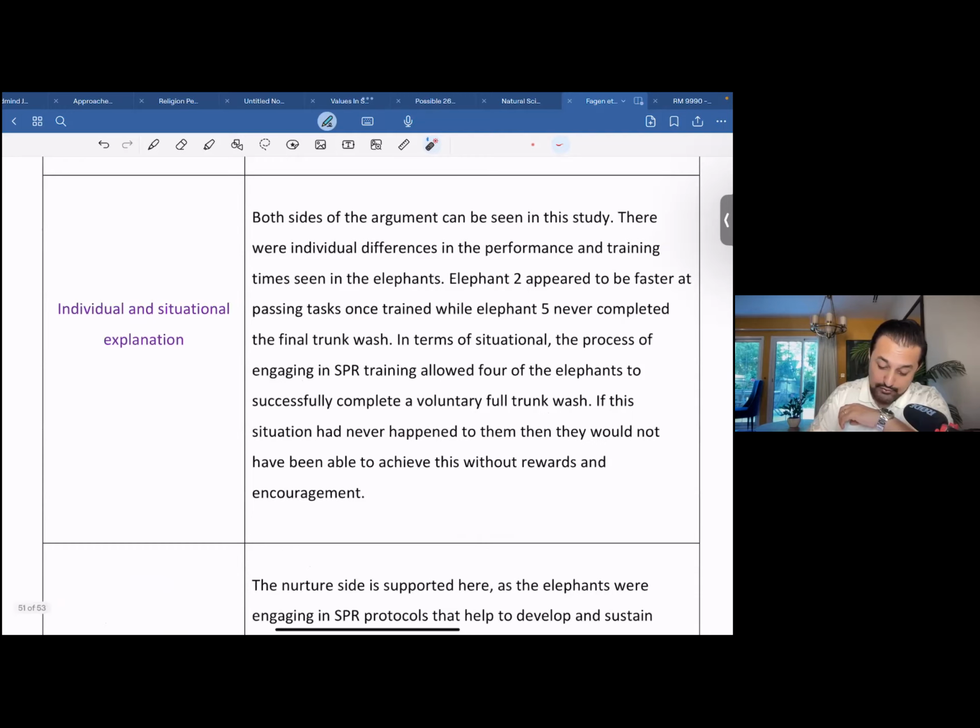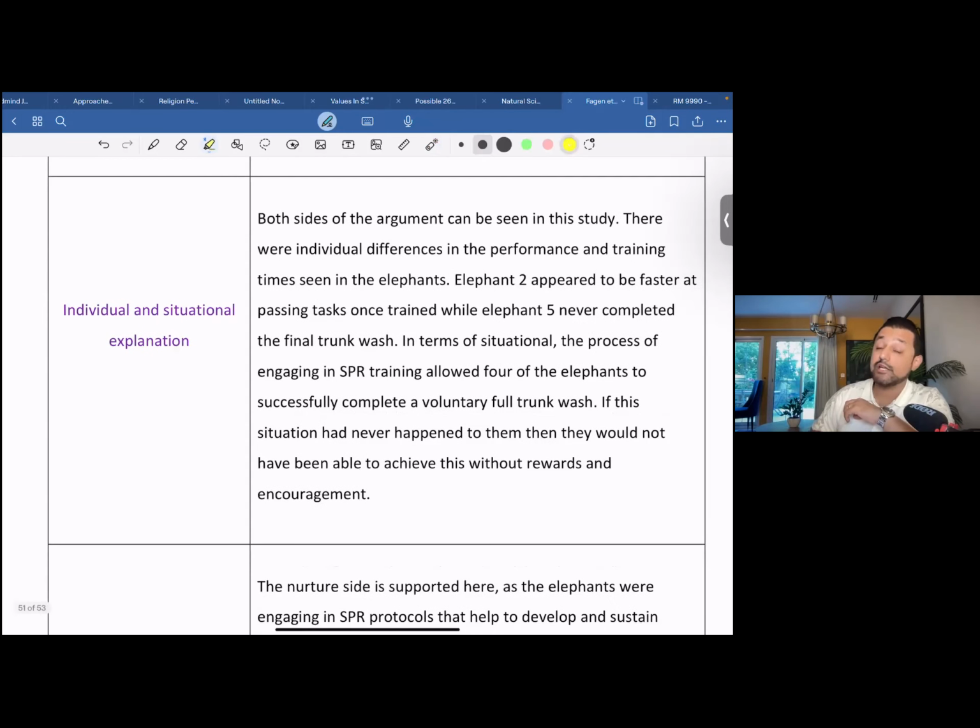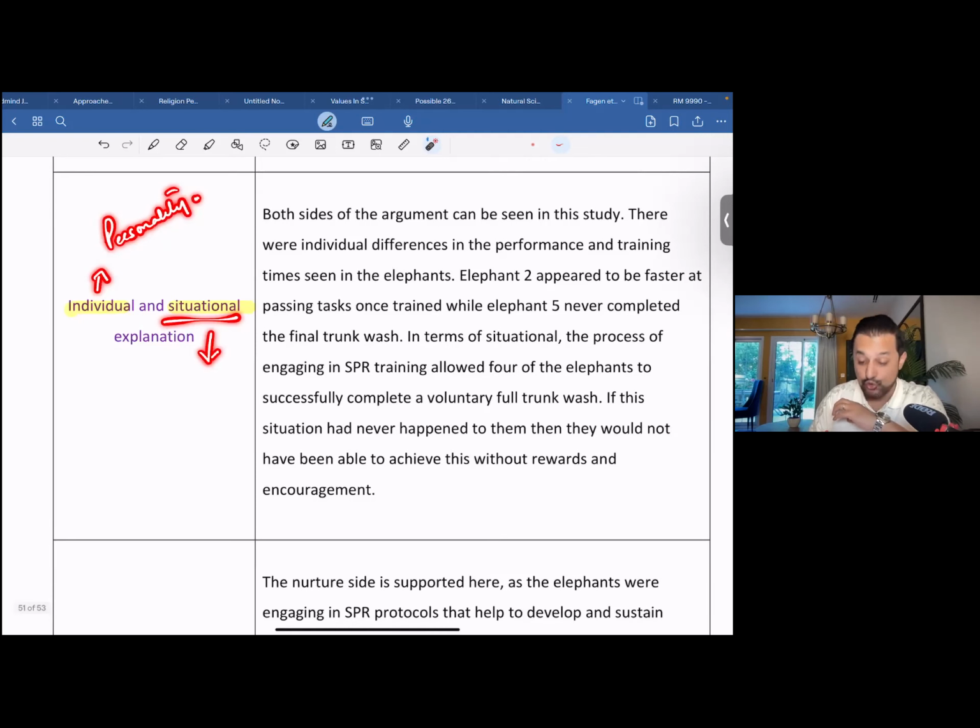Number two, when we speak about the second debate, individual versus situational explanation. Individual explanation is the extent to which an individual's behavior can be explained through his or her personality. The situational explanation has to do with the environment, the surroundings of an individual. To what extent does an individual behave the way he or she or it does because of its surroundings? Now, both sides of the argument can be seen in this study.